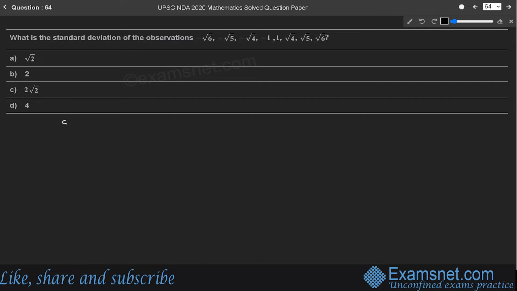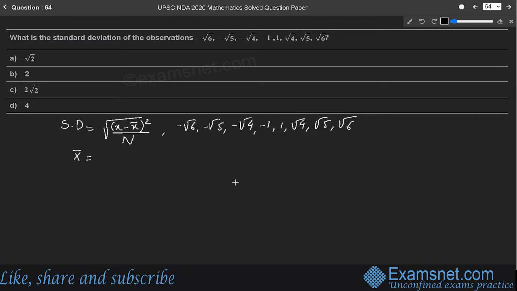Standard deviation can be denoted as SD is equals to under root of x minus x bar whole square upon n. Now the given data is minus under root 6, minus under root 5, minus under root 4, minus 1, 1, under root 4, under root 5 and under root 6. So we know that x bar will be sum of data upon number of data, which will be equals to 0.